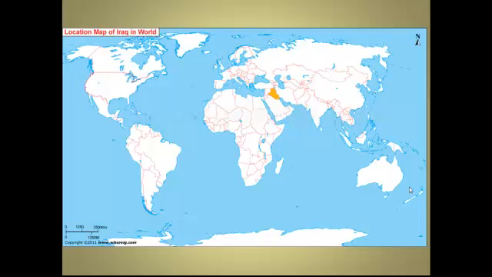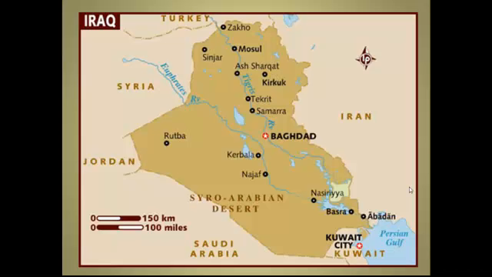So let's take a look at where Iraq is on the map. As you can see, it's right in the middle of what is considered the Middle East region of the world. Here's a close-up map of Iraq. You can see where all of the major cities are located.